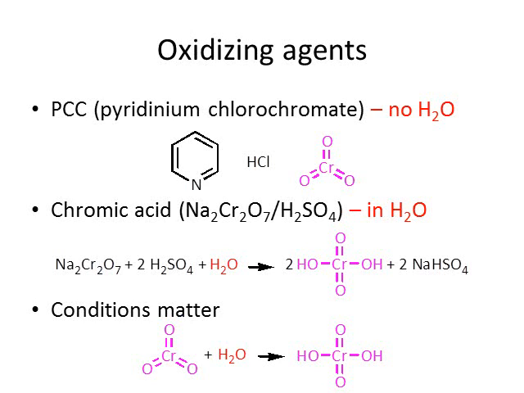Just to remind ourselves, we have a couple of different oxidizing agents, PCC and chromic acid. The basic difference between those is the absence or presence, respectively, of water. PCC is an anhydrous reagent, and chromic acid is a wet reagent.